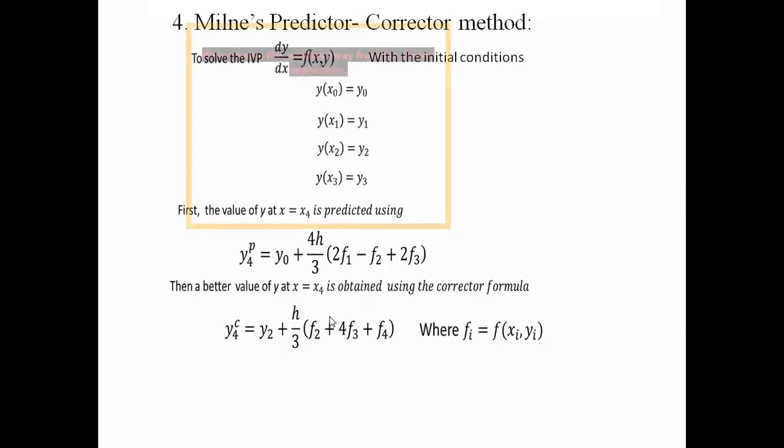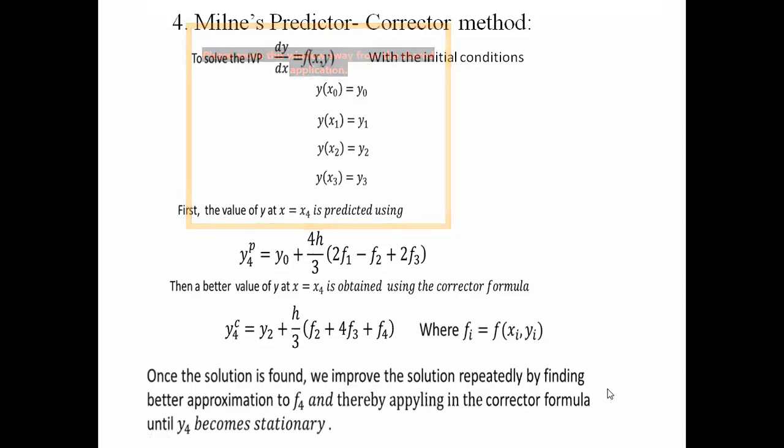And again, sometimes if you are not satisfied with this answer, which means if this answer is not very near to the predicted value, then from the value you got, once again find the value of f4 and substitute it. That you can modify. That means it is taken as an iterative formula. And this is Milne's predictor corrector method. Let us see one example of how to find the solution using this method, that means how many times the corrector formula you have to use.